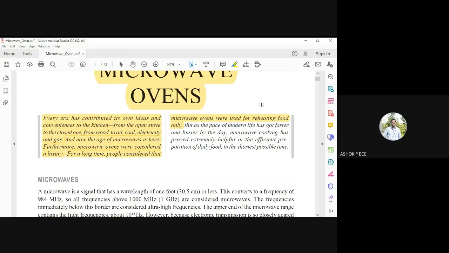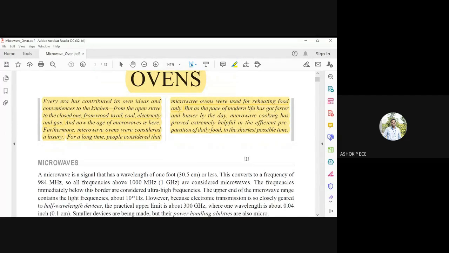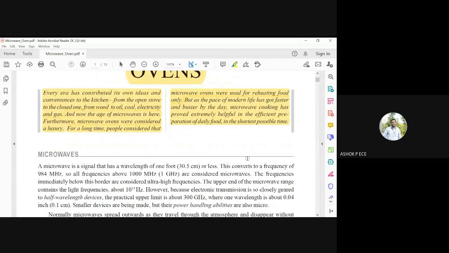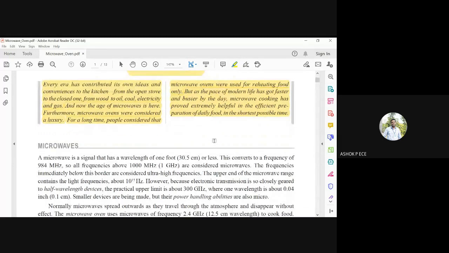But as modern life got faster and busier, microwave cooking has been extremely helpful in efficient preparation of food in the shortest possible time. So time, temperature, freshness of cooking, everything is a constraint now. With a busy life surrounding the people every day, they do not have enough time to spend for cooking. These microwave ovens are coming into the picture, and they are going to help them in cooking the food in the best possible time, and also in the efficient manner in which the food is being prepared.